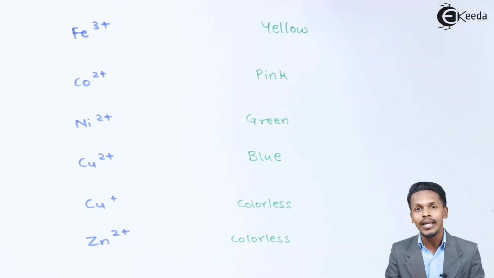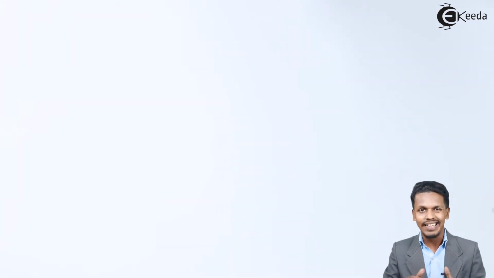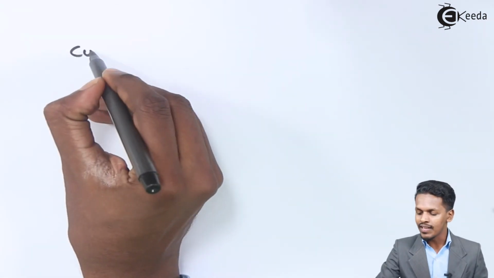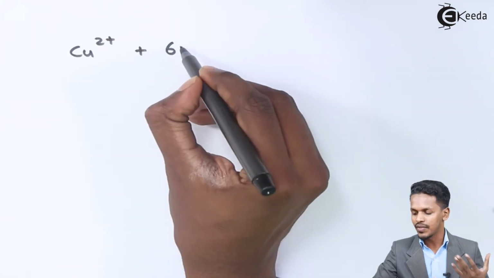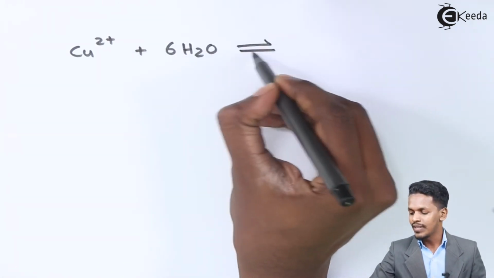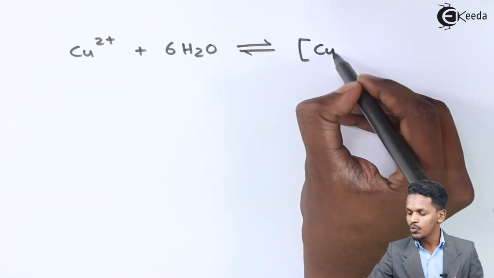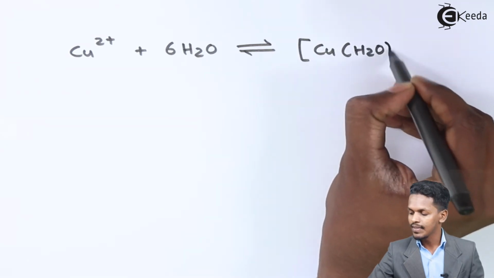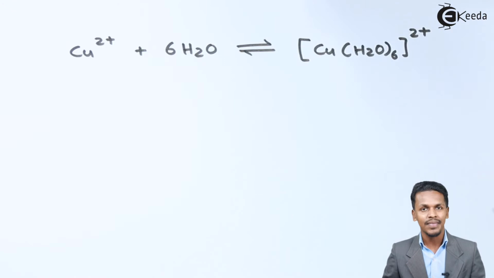Now let me discuss how the geometry or the hybridization plays a very vital role in giving a color to a particular compound. Friends, whenever copper salts are dissolved in water, they give blue color, for example CuSO4. Whenever the Cu2+ ions react with, suppose, 6 moles of water molecules, they form a complex, which is Cu(H2O)6, and the overall charge of the complex is 2+.